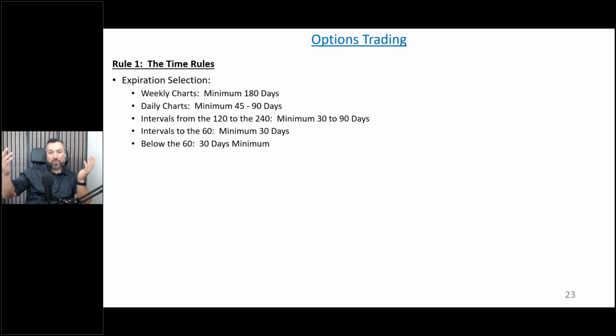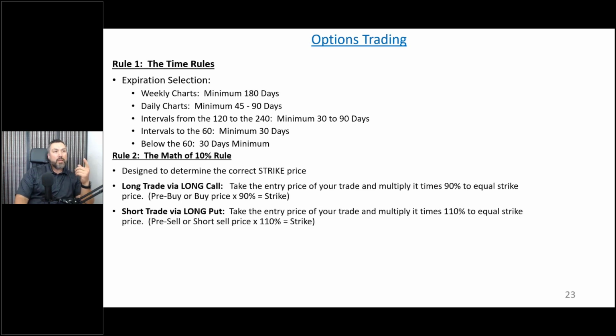So we're now in April, so we're in June now. So we'd be looking at June expirations. Math of 10% rule is how we determine and pick the strike price. So if the underlying stock is at $10, then at a minimum, I'm looking at a $9 strike, which is 10% of the last price of that stock, okay?